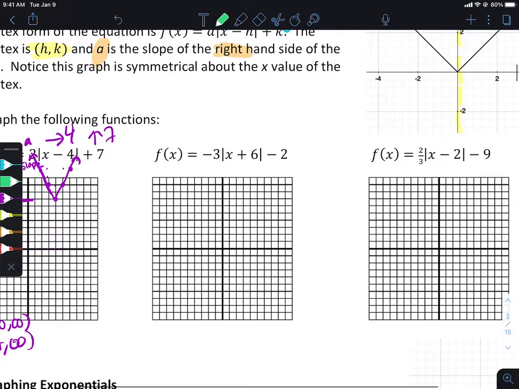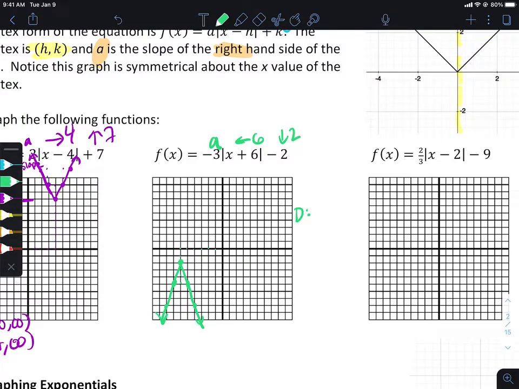If we look at this next one, we're going to do the opposite of inside. So we go left by 6, same on the outside, so down by 2. So left 1, 2, 3, 4, 5, 6, down by 2. This is our A value, which is our slope. So we go down 3, right 1. That's the slope of the right-hand side. And then you can mirror image that point, down 3 over 1, mirror image the point. So this is our absolute value graph.